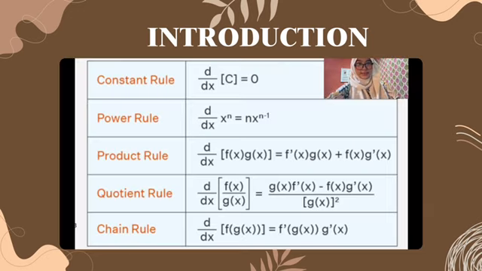If x is the independent variable and y is the dependent variable, then the rate of change of y with respect to x is given by dy over dx. This is the general expression for the derivative of a function and is represented as f prime x equals dy over dx, where y equals f(x) is any function.